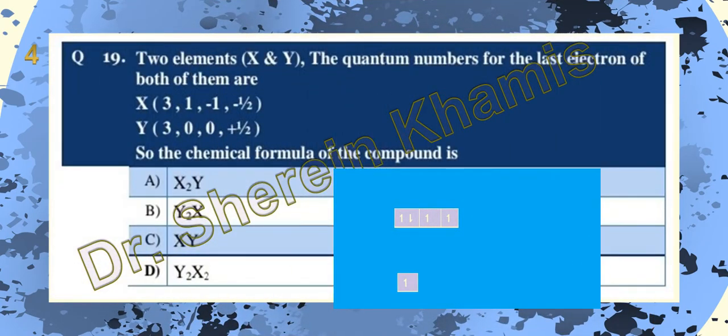Question 19 depends on some properties coming from the first term. We have two elements X and Y. The quantum numbers for the last electron of each are: X is 3, 1, -1, and -half; Y is 3, 0, 0, and +half. We want to get the chemical formula for this compound. The choices are X2Y, Y2X, XY, and Y2X2.